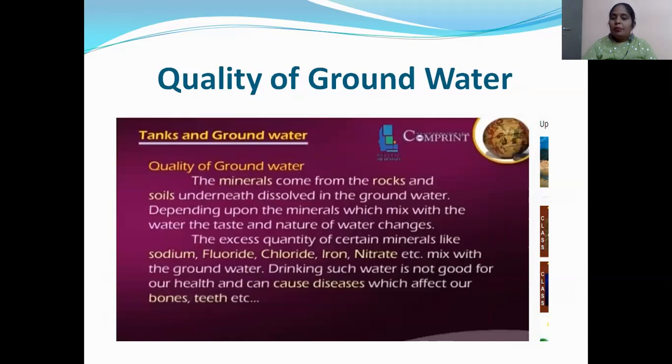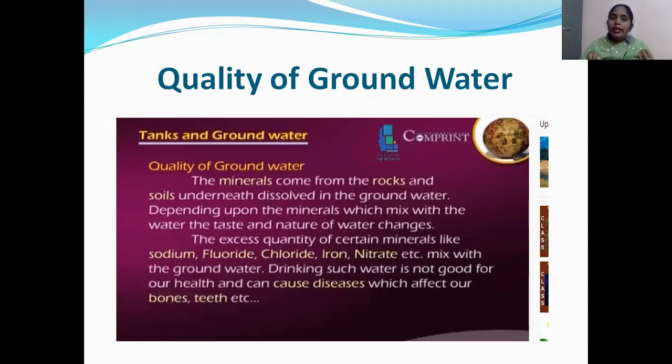Next, quality of groundwater. The minerals from the rocks and the soil underneath dissolve in the groundwater. Depending upon the mineral which mixes with the water, the taste and nature of water changes. Generally, there are pervious rocks and impervious rocks, which you have learned in previous classes, children. The stones which hold the water are pervious, and those which do not hold the water are impervious rocks.